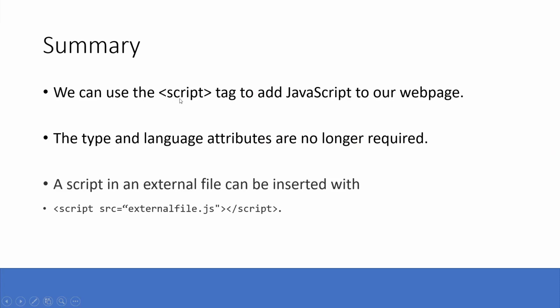So this is the summary. We can use the script tag to add the JavaScript to our web page. If we add the script tag, the JavaScript code will be executed. The type and the language attributes are no longer required. As we have seen, we can omit these, and a script in an external file can be inserted. If the JavaScript is very few lines, you could write it within the script tag itself. If it is very large in size, you could create some other file like external file.js and reference it using this src attribute. So that's it guys, thank you.